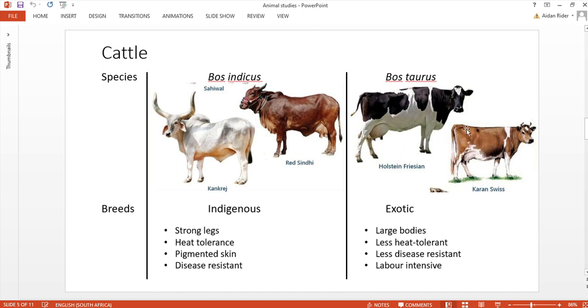You can actually see they look a bit heavier with their small itty bitty legs compared to the indigenous breeds. Then these guys are less heat tolerant, meaning they come from a very cold country. They come from Europe. They can't really handle the heat as well. Then they are less disease resistant. Unfortunately, these cattle, especially if you bring them to South Africa, we need to give them medication when they're sick, otherwise they can die. Then it is labor intensive because we have to give all this medication, we have to look after them the whole time.